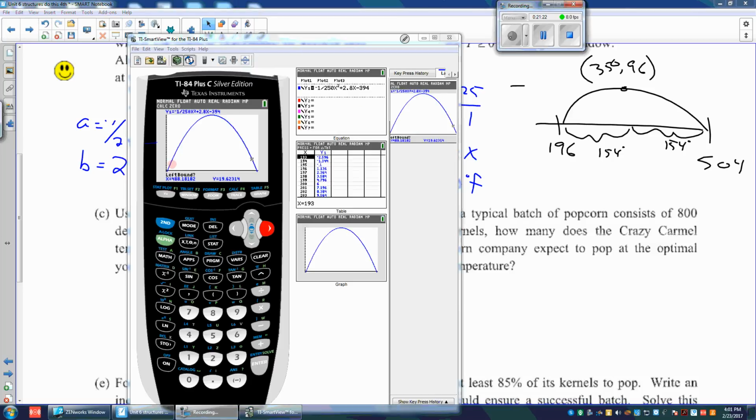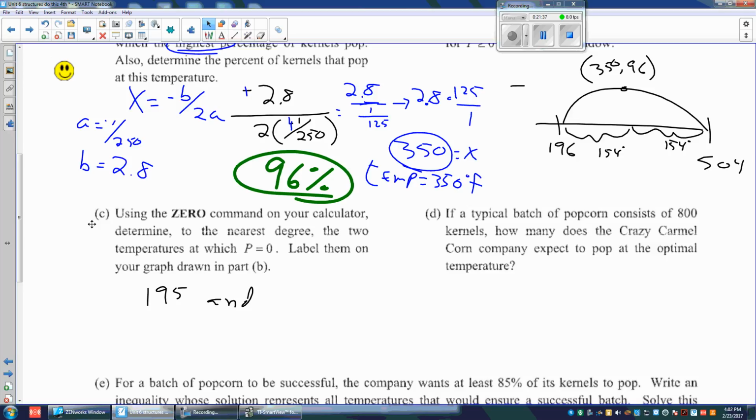And get the other one. Here I am. Okay, I am on the left-hand side of where it crosses. Then I go down until I'm on the right-hand side. Yes, I'm definitely on the right-hand side. Do I want to guess? No. Go ahead and hit enter. The 0 is 504.91, so it's 505.